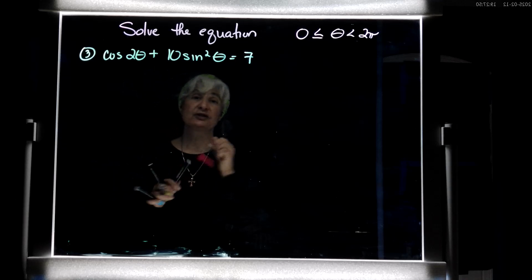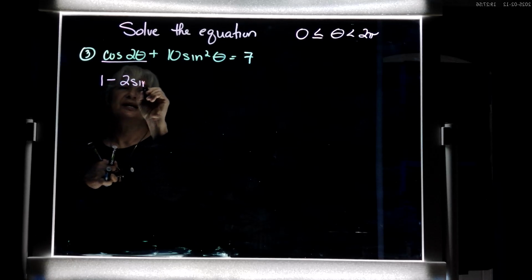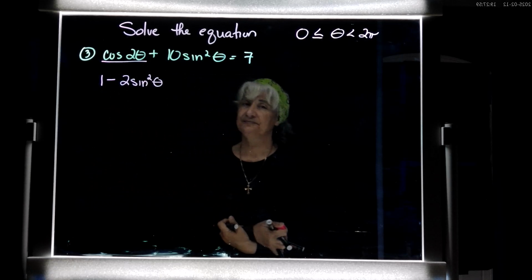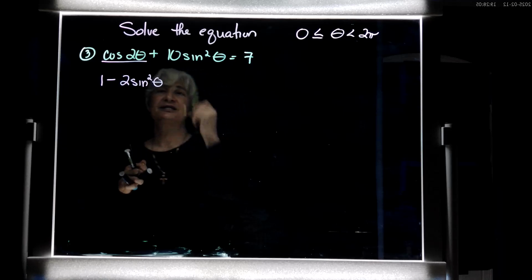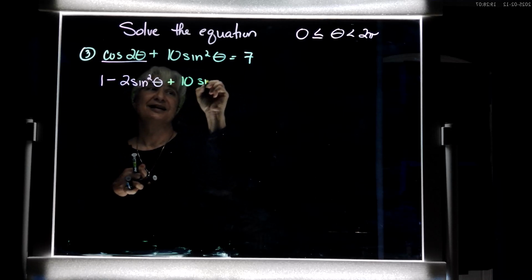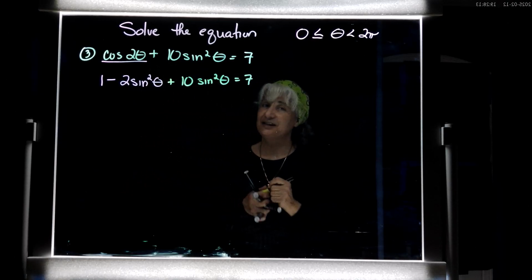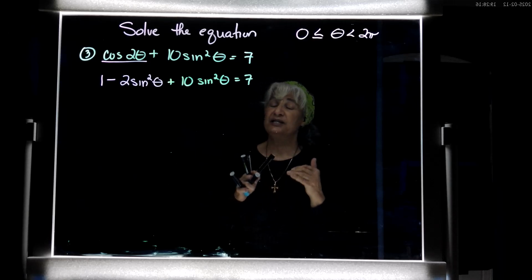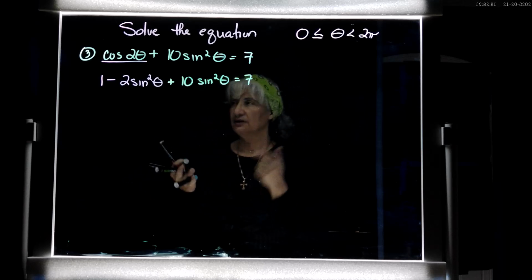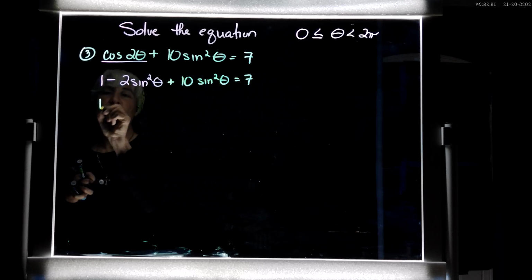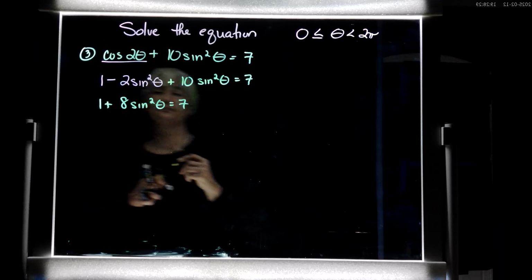This is what I chose. I chose to substitute in 1 minus 2 sine squared theta. Do you know why I chose to do that? Yeah, because the rest of the equation says plus 10 sine squared theta. Now I've got nothing but sine squared thetas in the equation, which is going to make this so nice for us. Watch. What are you going to do? Collect like terms. So I end up with 1 plus 8 sine squared theta equals 7.